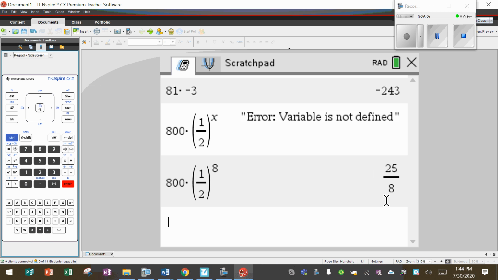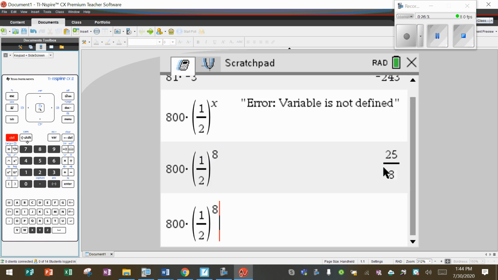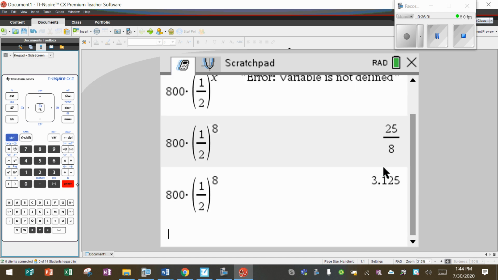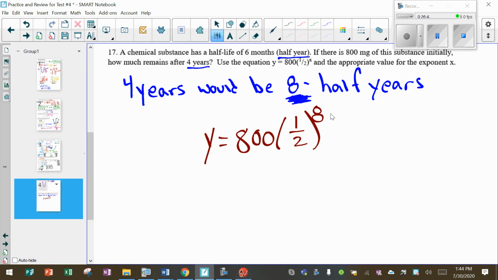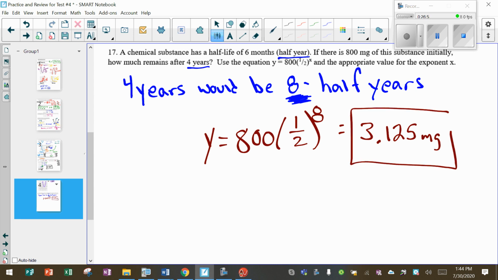So when the Inspire gives you the fraction, if you need the decimal version, then when you do your calculation, hit Control, then Enter, and you see the squiggly equal sign above it, it'll give you the decimal approximation, which matches the other answer. So 3.125 is our answer, and we are done in 27 minutes and change.